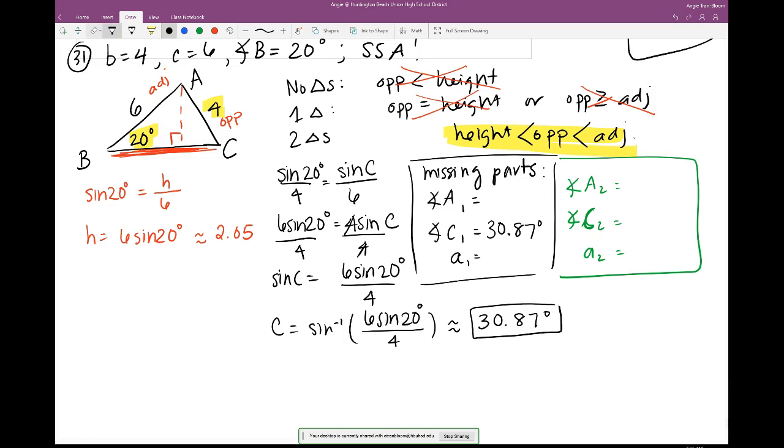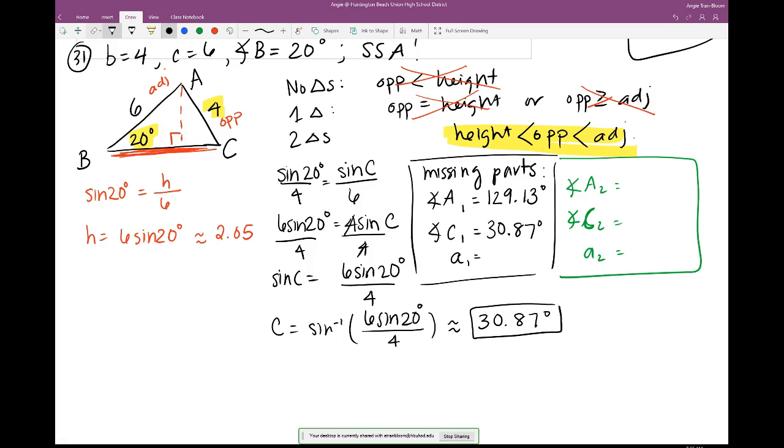All right. How do I get angle A? 180 minus 8.7. So do that for me. 180 minus 8.87 is now 129.13. Okay, degrees, right? Now let's find little a.